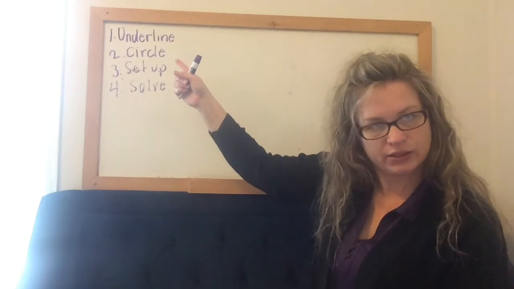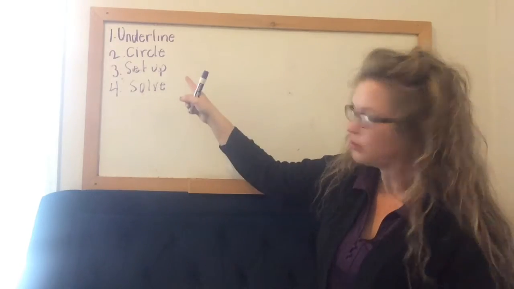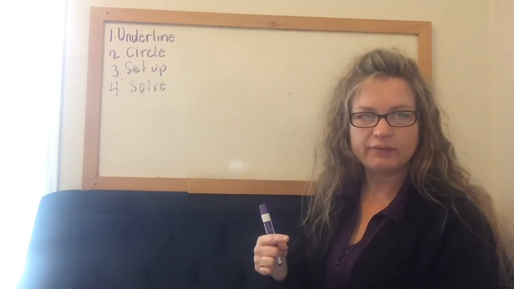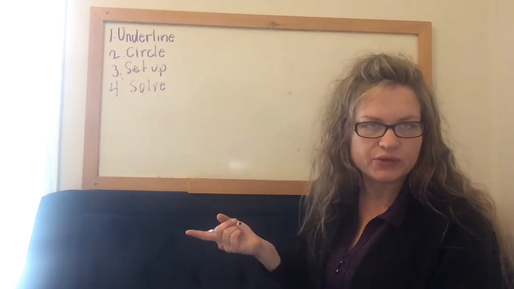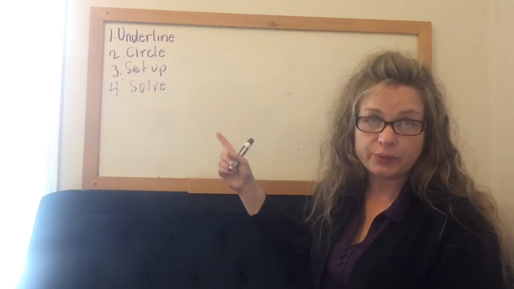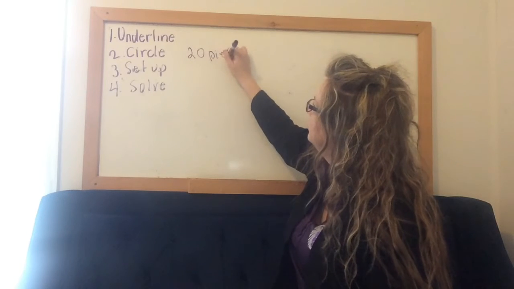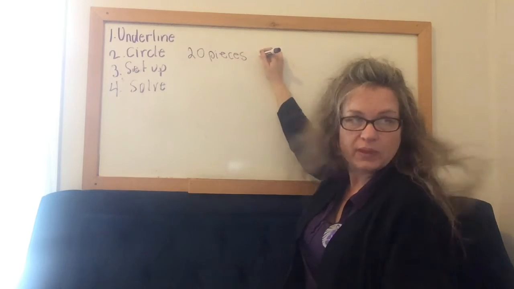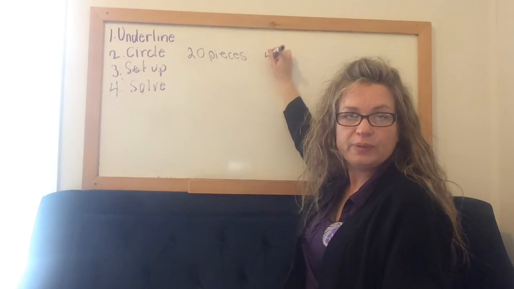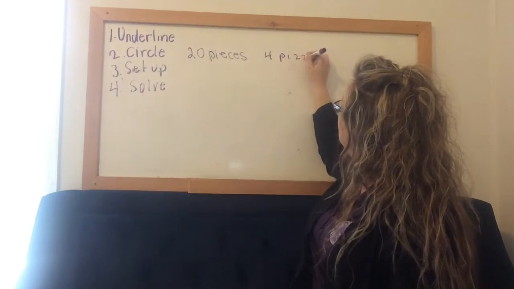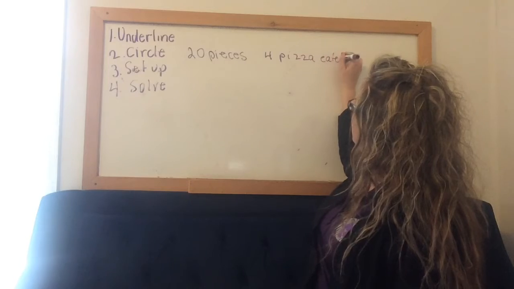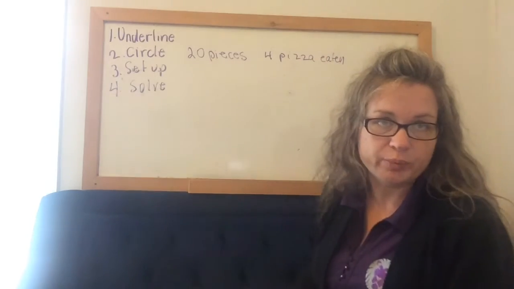The next thing that we need to do is circle our relevant information. What information do we need out of this problem in order to set it up and solve it? Well, what I do know is that there were 20 pieces of pizza. And that there were 4 pieces of pizza eaten by each person, each boy. Each boy ate 4 pieces.